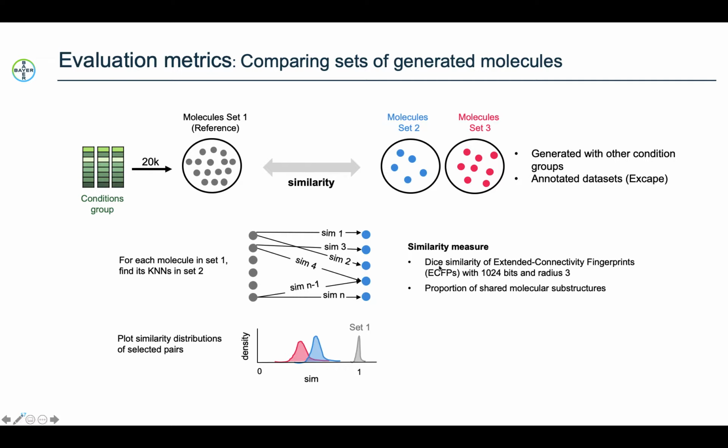And finally, how we compute similarities between 2 molecules, so these pairwise similarities here. For this, we use the Dice similarity on ECFP fingerprints. This is basically a very standard measure of similarity between compounds, which roughly reports the proportion of shared molecular substructures between the 2 compounds.